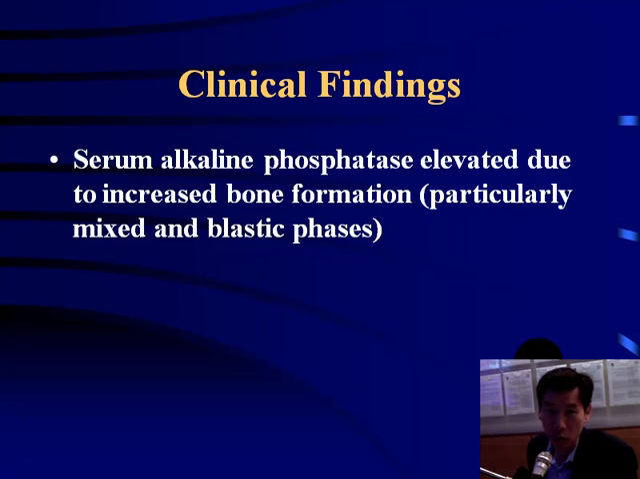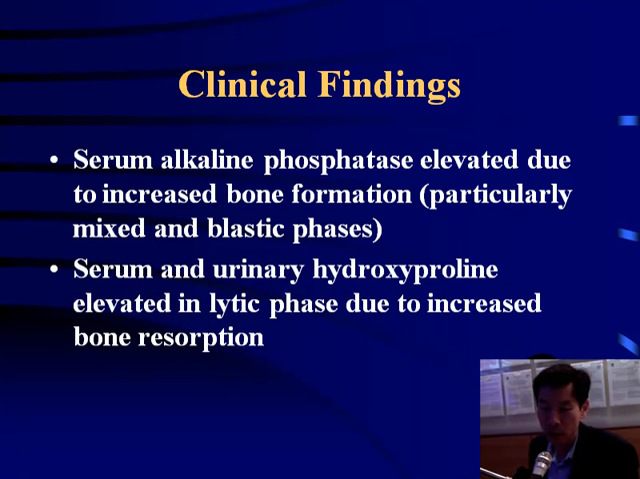We will talk about the three different clinical phases that we see Paget's disease in. And in both the mixed phase and in the later blastic phase, the turnover of the bone formation is more common, and that's when you'll see elevated alkaline phosphatase. In addition, both the serum and the urinary hydroxyproline are elevated in Paget's disease. And this is especially so in the early lytic phase of Paget's, and that's because of increased bone resorption.